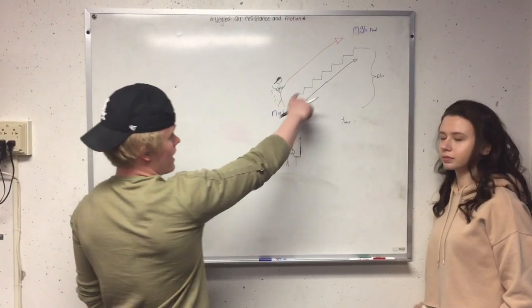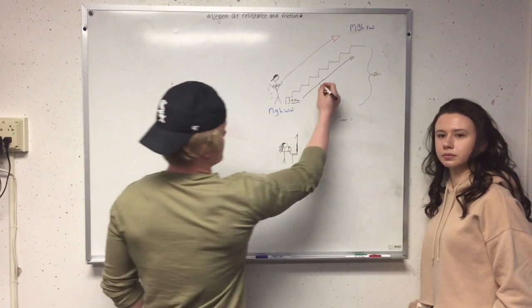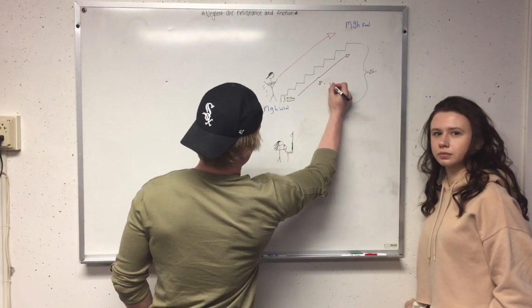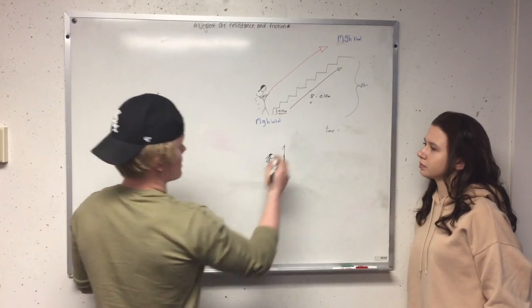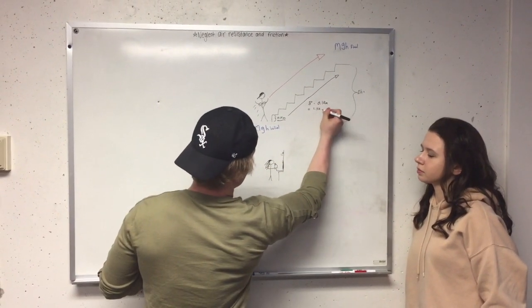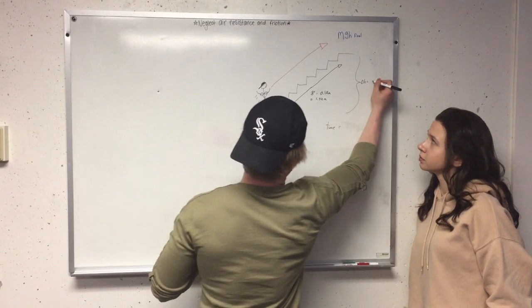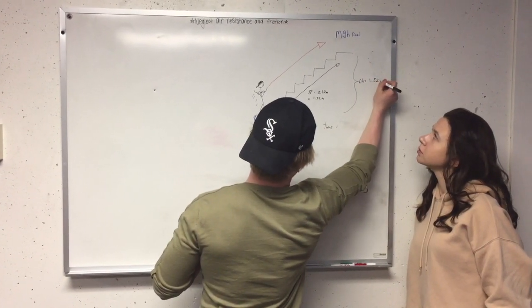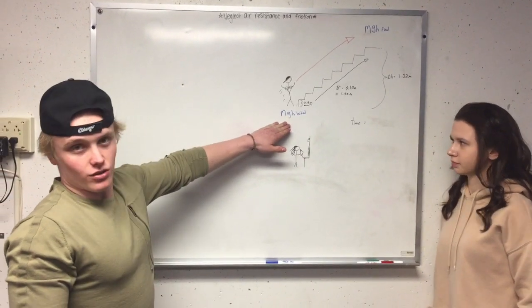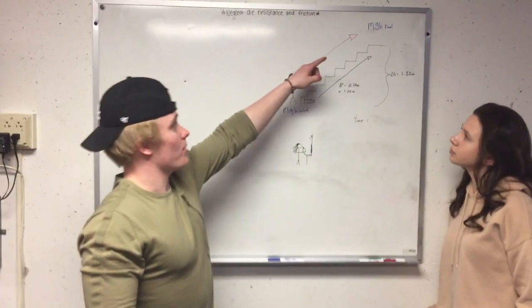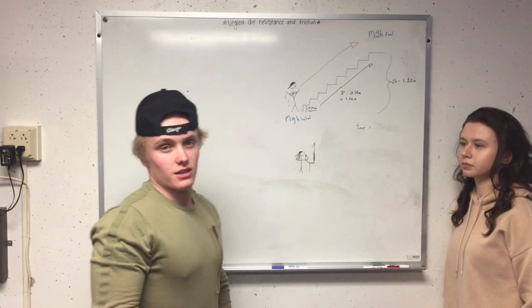We then found that there were 8 steps in total. So we did 8 steps multiplied by the 0.19 meters per step, and we found that to be 1.52 meters in total. So that's going to be our delta h for our equation later on. At the bottom of the stair set, this is the initial gravitational potential energy. At the top, we have our final gravitational potential energy.